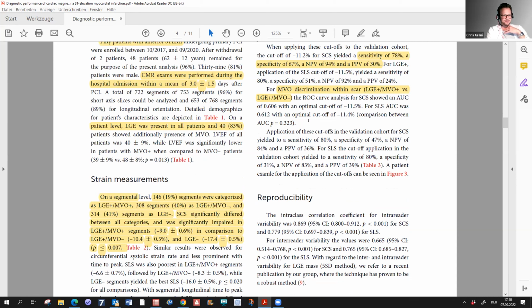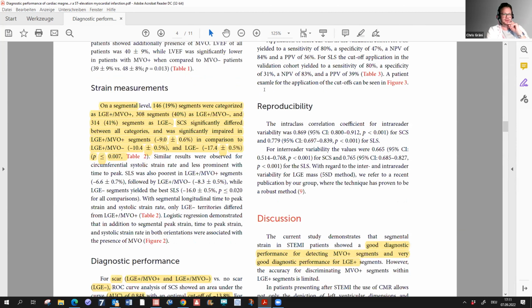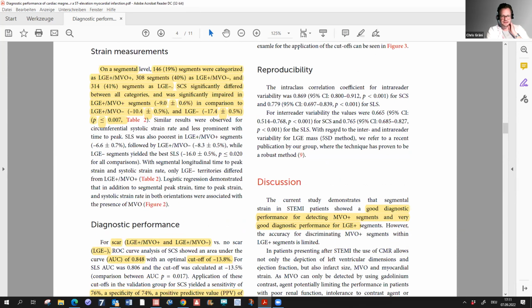When we looked at MVO within the scar, you can see that the sensitivity was 80%. However, the specificity was not so good, but importantly, the area under the curve was not so good. So within the scar, it can be pretty challenging. Reproducibility of segmental strain is good, which is very nice to see.